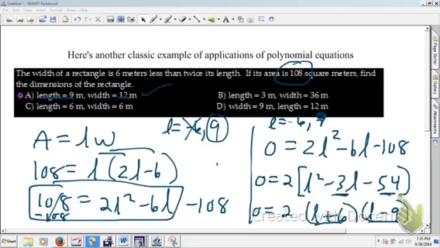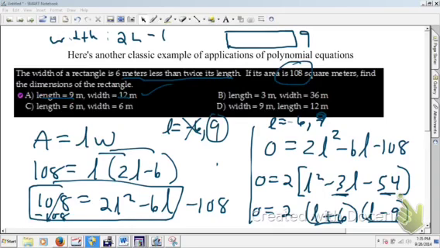So how do you know the width is 12? Well, go back to the original drawing, if it helps you. If the length is 9, and we had translated the width to be 6 meters less than twice the length.